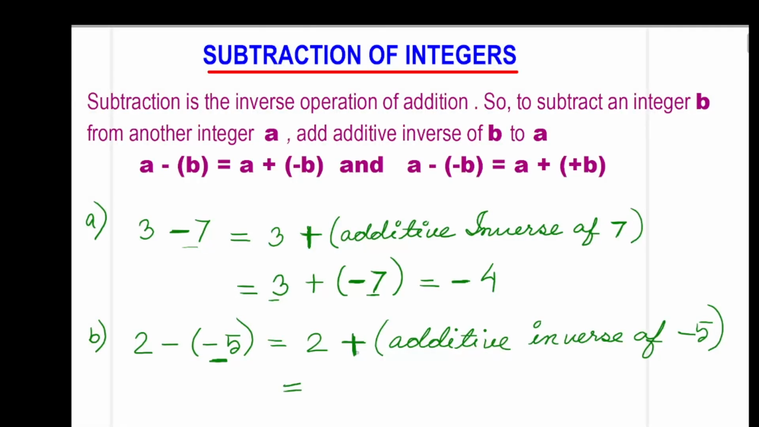Here we have written 2 plus additive inverse of minus 5. So what is the additive inverse of minus 5? Change the symbol, plus 5. So the answer will be what? 7. Okay. Next, two more examples.